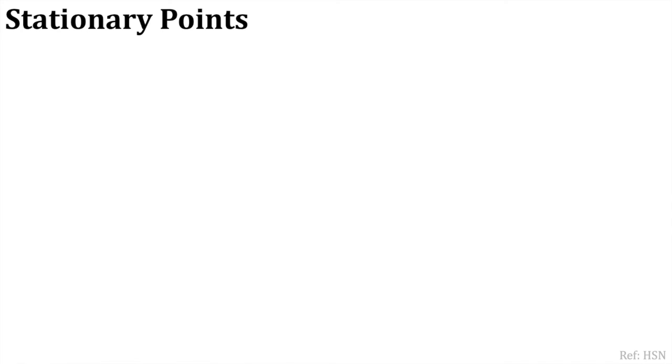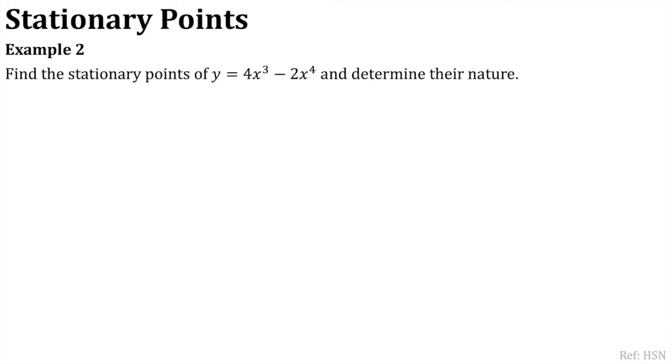Okay folks, welcome back, and we'll look at a second example here on stationary points. So we want to find the stationary points of y equals 4x cubed minus 2x to the 4 and determine their nature.